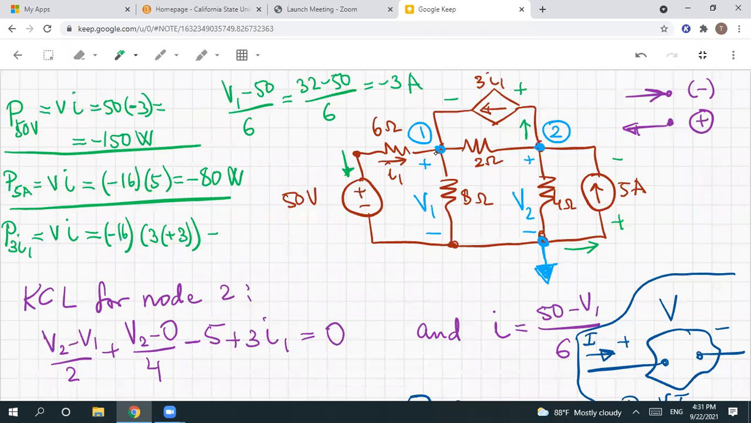And negative 16 times 9, 3 times 3, it will be 9, times negative 16, it will be negative 144 watts. Negative 144 watts. And again, this source is delivering power. Is it clear, please?